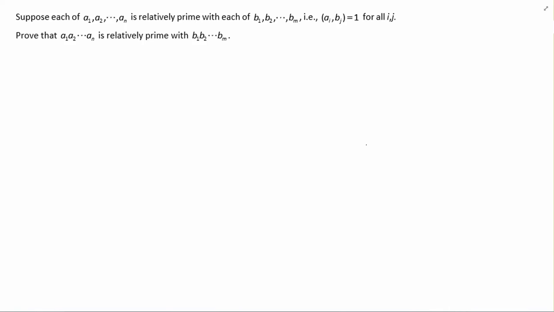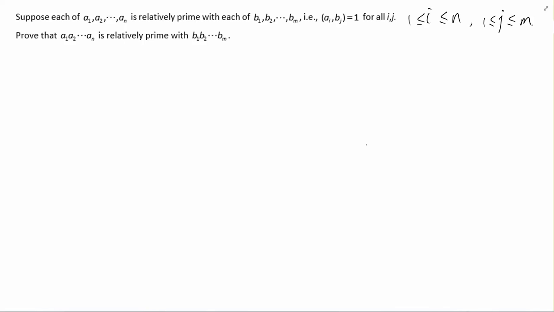Okay, in this question, you are told each of A1, A2, up to An is relatively prime with each of B1, B2, up to Bm. That means Ai and Bj are relatively prime for all i and j, where i is from 1 to n, and of course j is from 1 to m. And you should prove that the product A1 times A2 up to An is relatively prime with the product B1, B2 up to Bm.